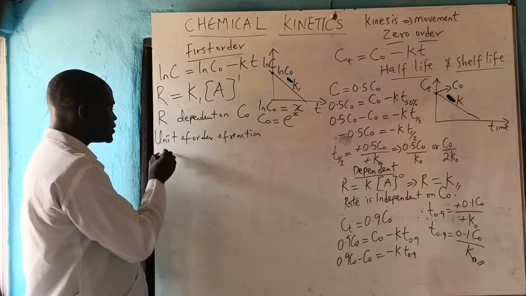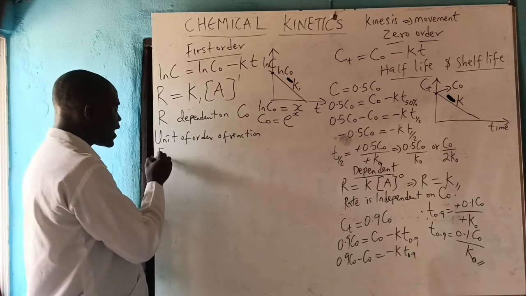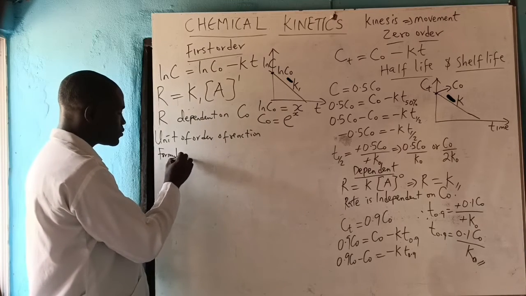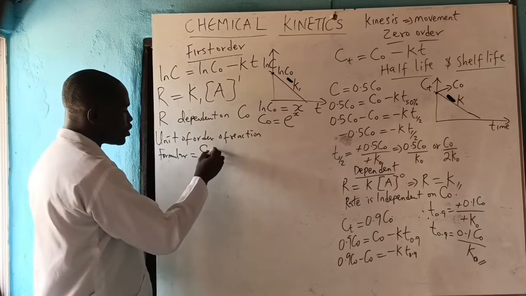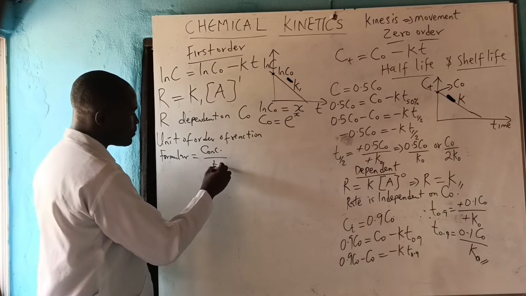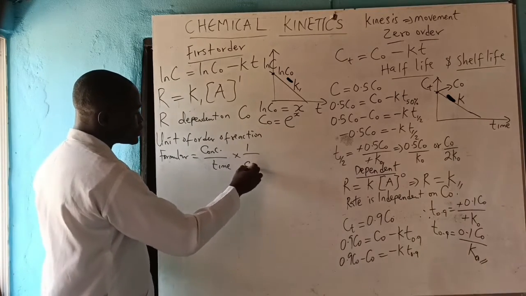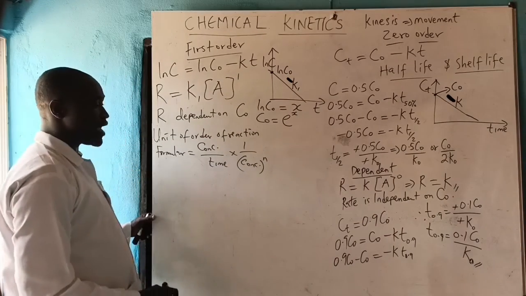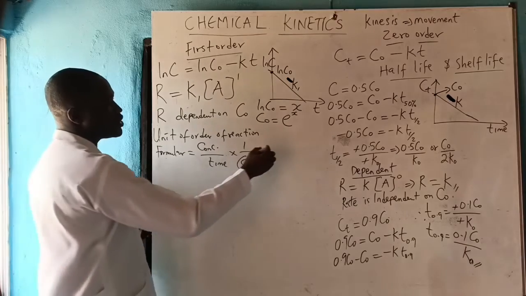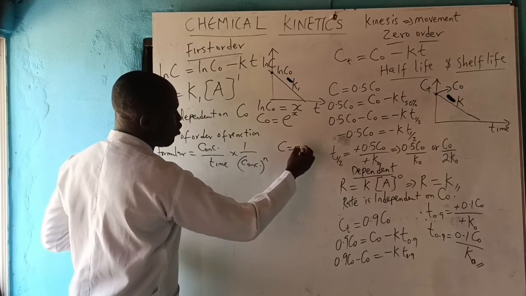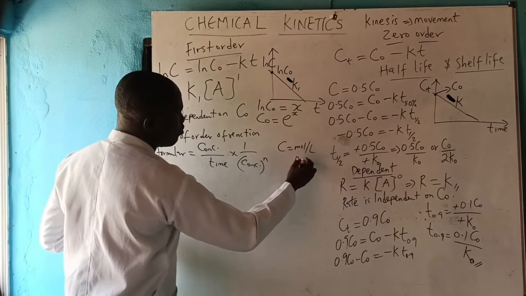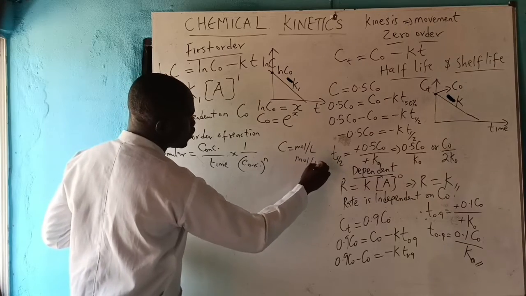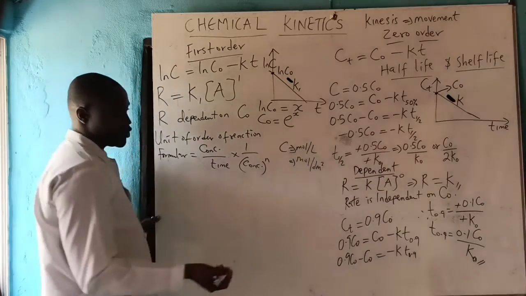Okay, unit formula is equal to concentration over time, times 1 over concentration raised to the power of n, where n is the order of reaction. This concentration can be in mole per liter or mole per dm cube. So which one do we use? We use any one.